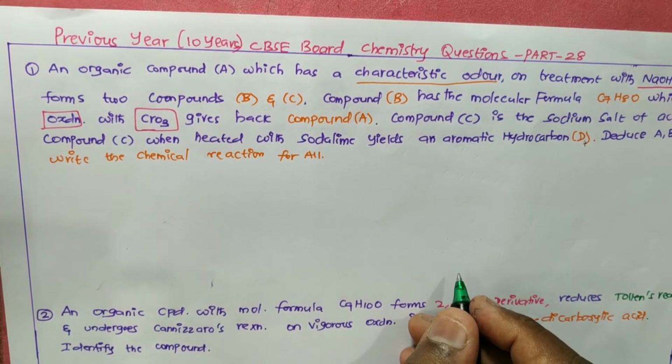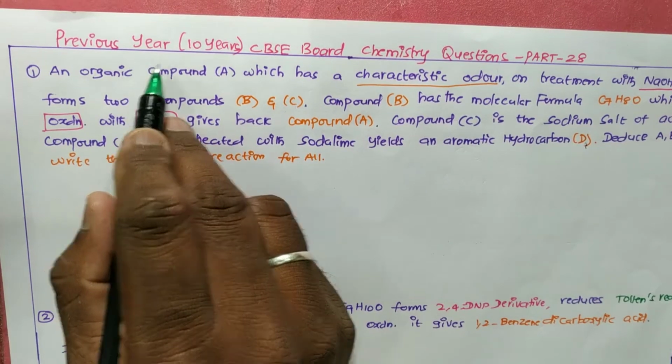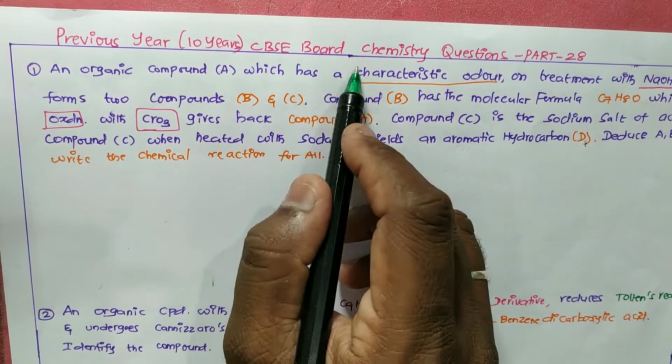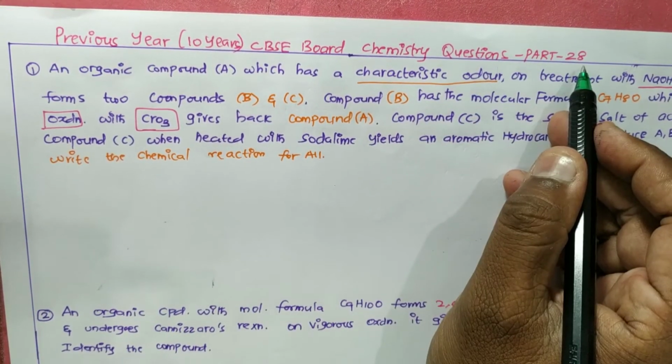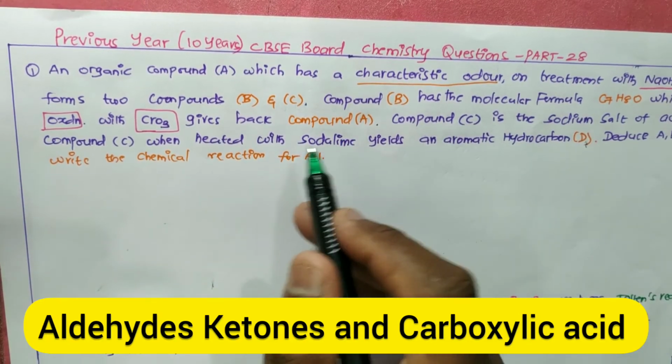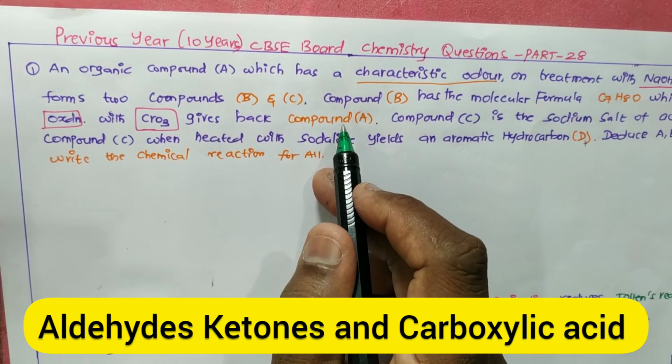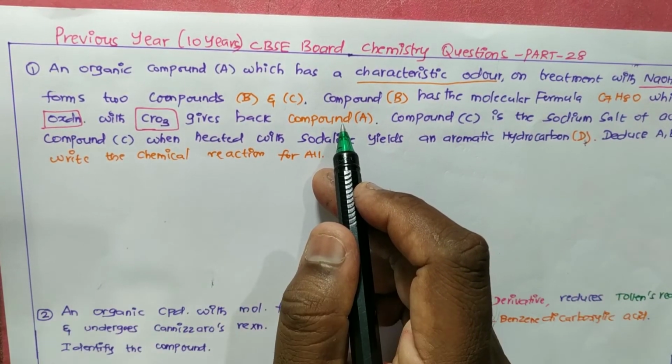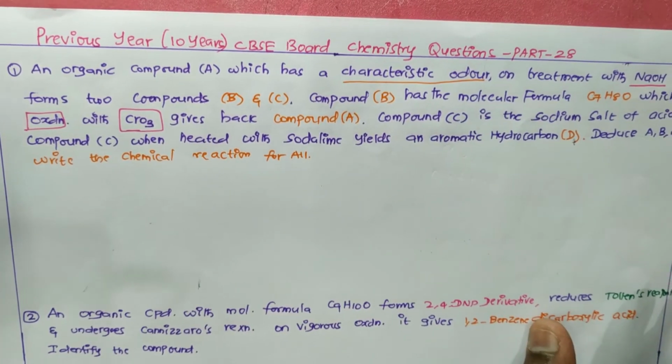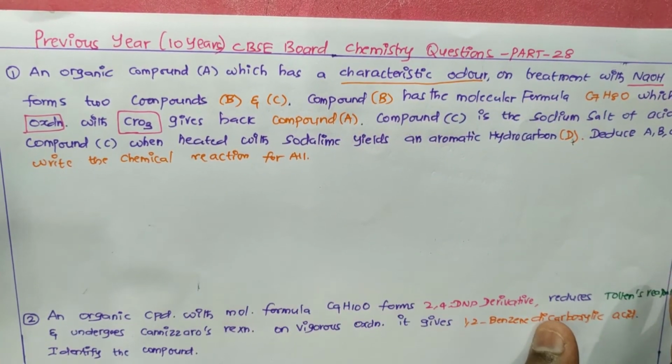Today we are going to talk about the previous year, that is last 10 years CBSE board chemistry questions part 28, in which we are going to discuss the aldehydes, ketones and carboxylic acid chapter. Here the question is the conversion, so finding out the A, B, C, D type of questions.